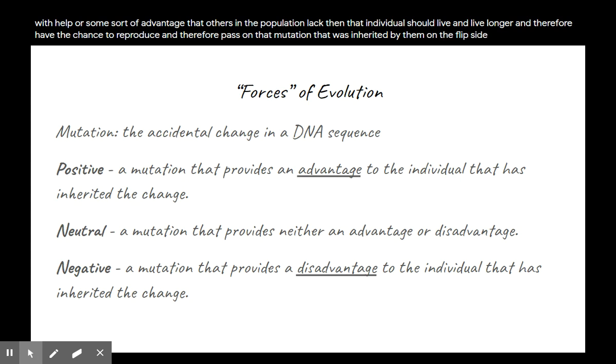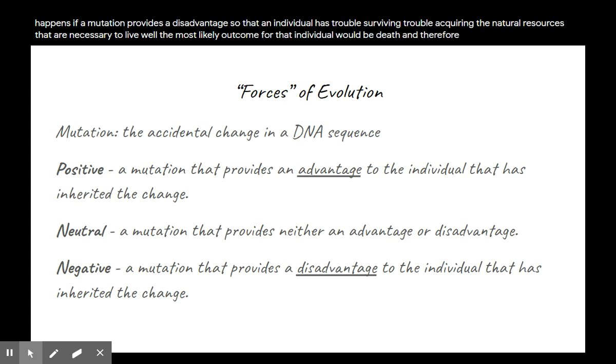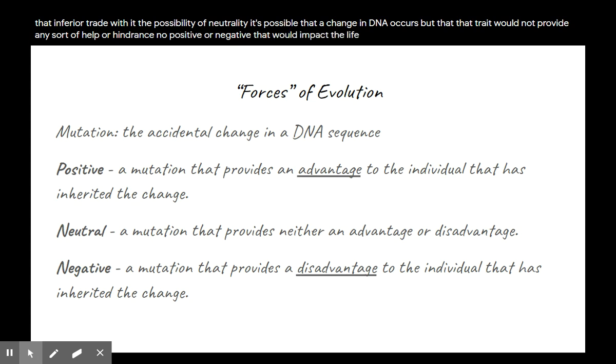On the flip side, negative: what happens if a mutation provides a disadvantage so that an individual has trouble surviving, trouble acquiring the natural resources that are necessary to live? Well, the most likely outcome for that individual would be death, and therefore taking that mutation, taking that inferior trait with it. In between the two, there is the possibility of neutrality. It's possible that a change in DNA occurs, but that trait would not provide any sort of help or hindrance, no positive or negative that would impact the lifespan of that particular individual.